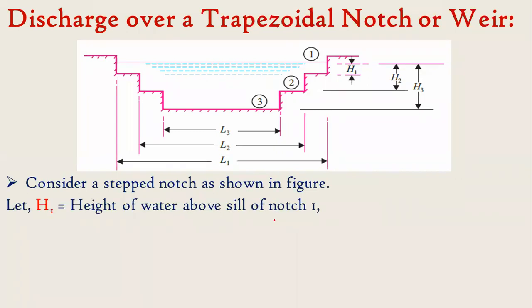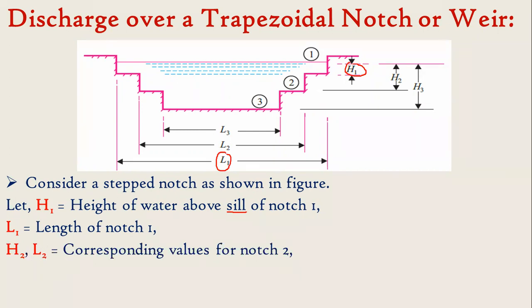Let H1 be the height of water above sill or crest. Sill म्हणजेच काय? Crest. Above crest of notch 1. So H1 is the height of water above the crest of notch 1. Let L1 be the length of the notch 1. So here L1 is the length of notch 1 and H1 is the height of water above the crest of notch 1.